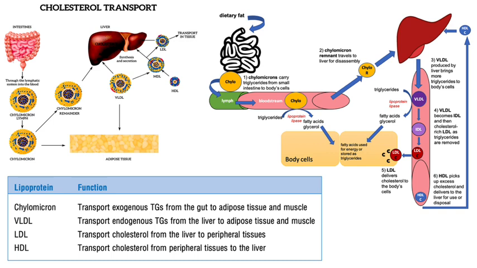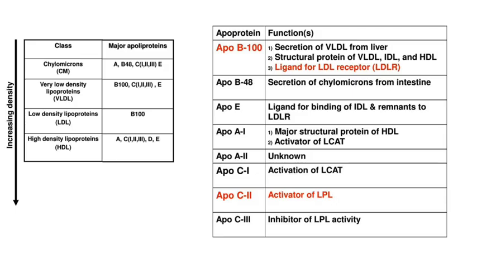And the next phase is that the LDL that is produced delivers its cholesterol contents to the body cells. And lastly, the HDL picks up the excess cholesterol and delivers it to the liver for use or for disposal. The next slide shows us the different kinds of apolipoproteins.